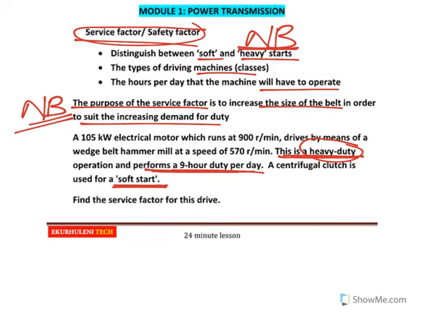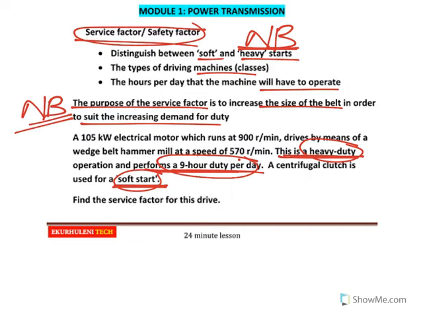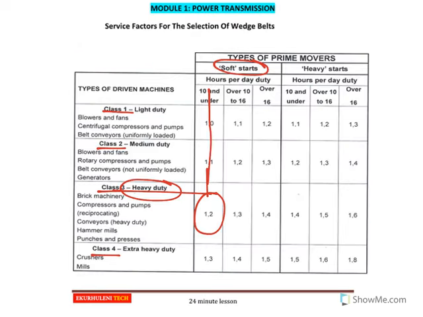They also said 9 hours per day and soft start. So you're going to look at soft start and you're going to look at 9 hours per day. This is under 10 hours. So 9 hours per day is under here. So if you come here and you look at heavy duty, there is 1,2. So the service factor here is equal to 1,2. That's how you just find the service factor.